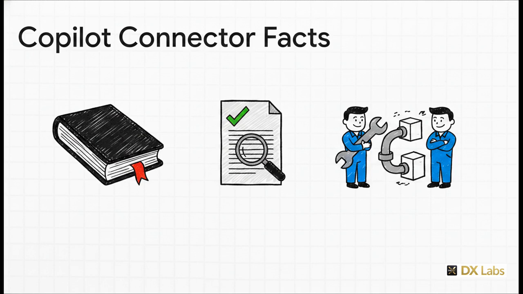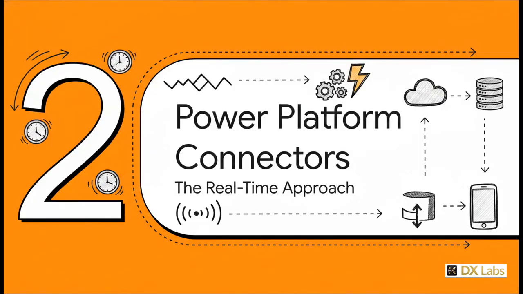But keep in mind, there is a strict administrative dependency here. A Microsoft 365 administrator actually has to configure this connector in the admin center before you, the maker, can even touch it. Oh, and remember that indexing pipeline runs in the background to keep things synced, so it is not instant. Section 2. Power Platform Connectors, or the real-time API approach.